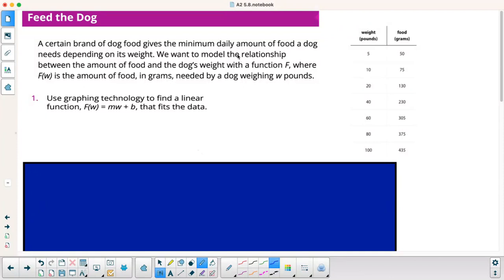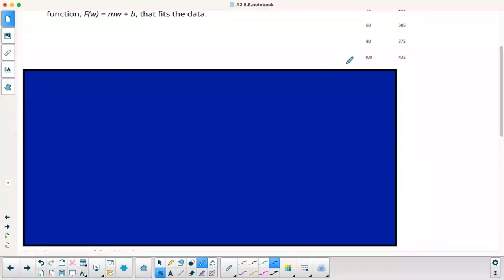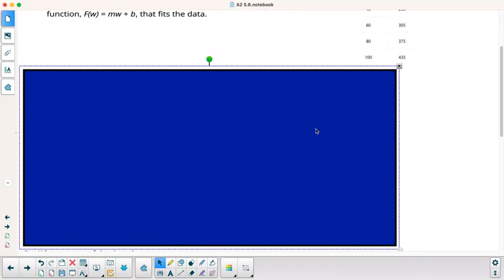A certain brand of dog food gives the minimum daily amount of food a dog needs depending on its weight. We want to model the relationship between the amount of food and the dog's weight with the function f, where f of w is the amount of food in grams needed by a dog weighing w pounds. So this is w and this is f of w. Okay. Use graphing technology to find a linear function to match the data. So what I did was I took all this data here and I went on Desmos and I typed it all in. Okay, so let me delete this.